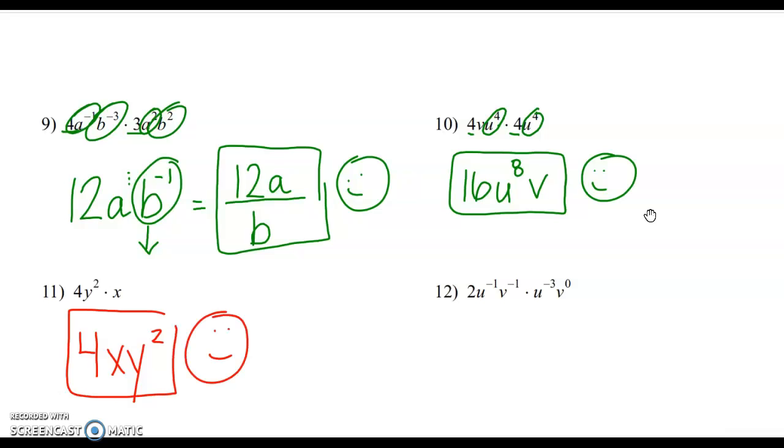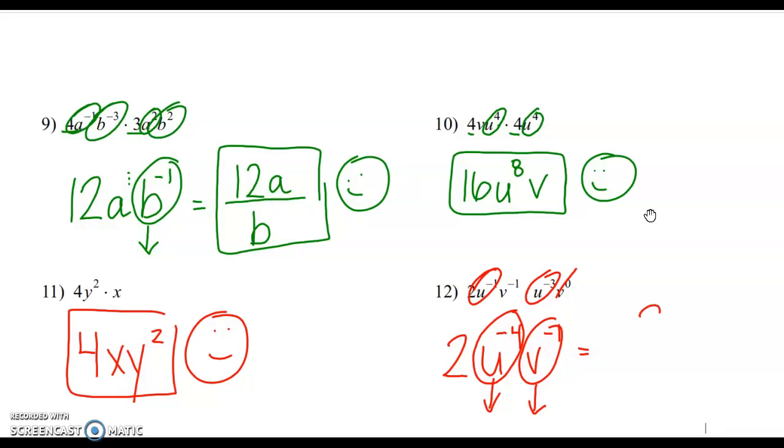And lastly, number 12, I see a power of 0, so that's gone. I have 2u, here's u's and here's u's. Negative 1 plus negative 3 is negative 4. Then I have the v to the negative 1. So I'm going to have to move the u's and the v's. So 2 stays. It'd be u to the positive 4 on bottom, v to the positive invisible 1.